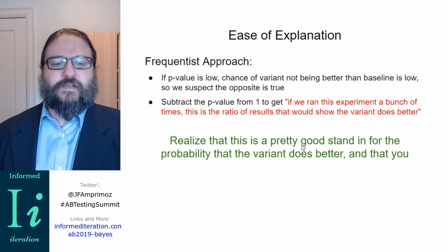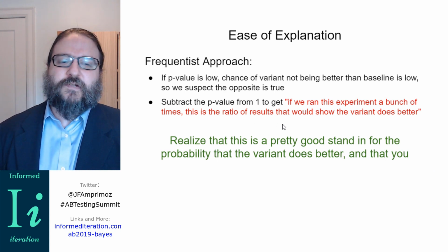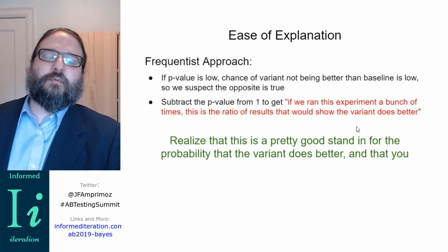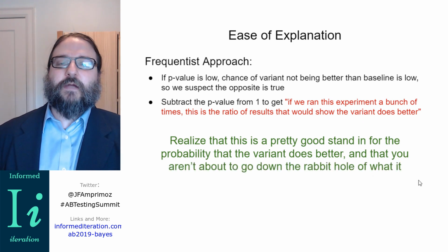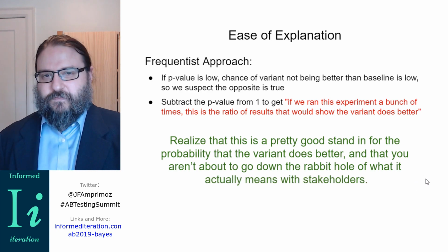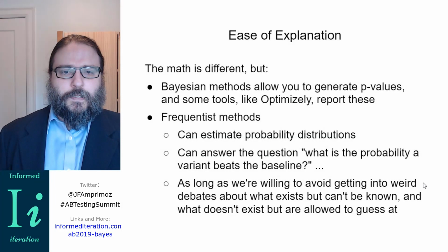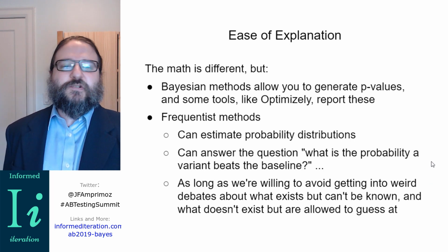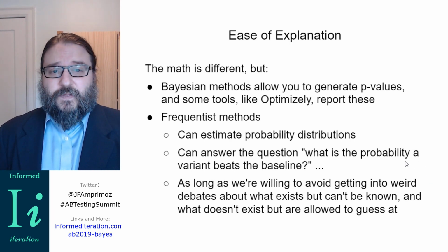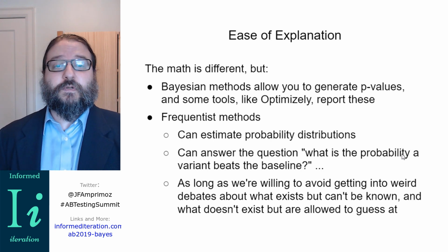Now, we realize that number is actually a pretty good stand-in for the probability that the variant does better. And we're not about to go down that rabbit hole of what it actually means with stakeholders. So the math is different, but the Bayesian methods allow you to generate p-values and Optimizely reports p-values.